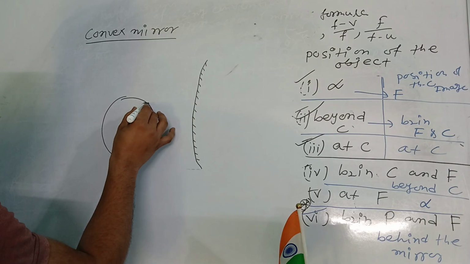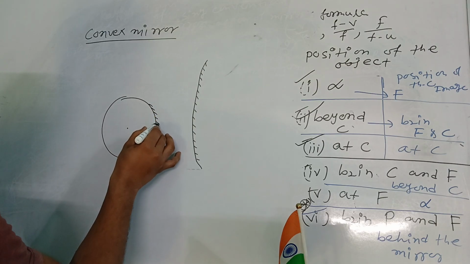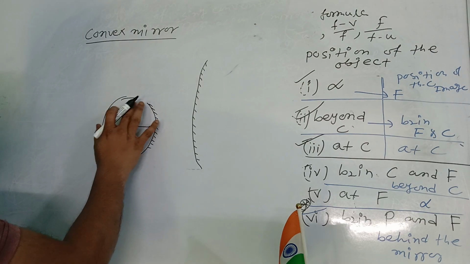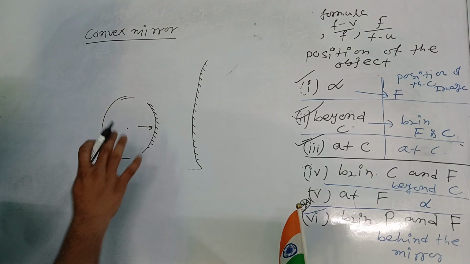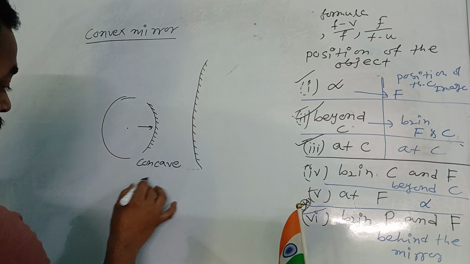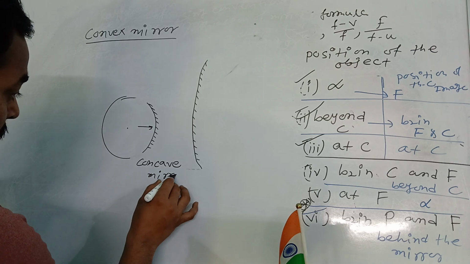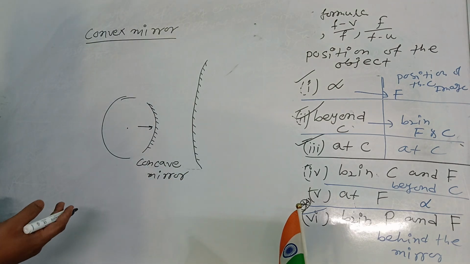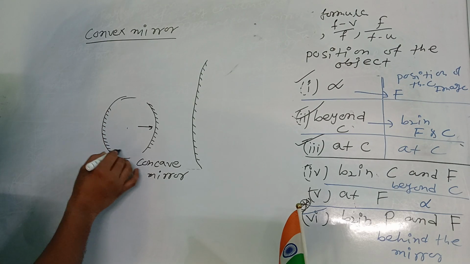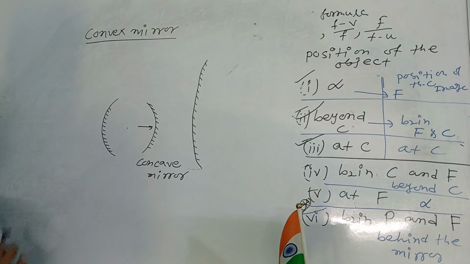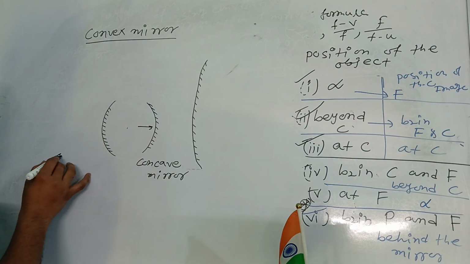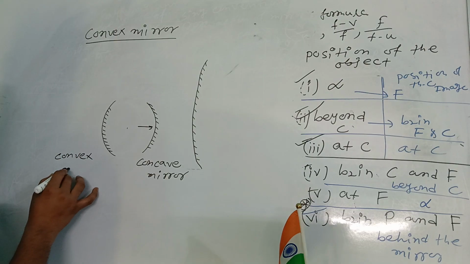If I coat this part, then it is the reflecting surface, and it behaves like a concave mirror. If I coat this part, then it acts as a convex mirror.